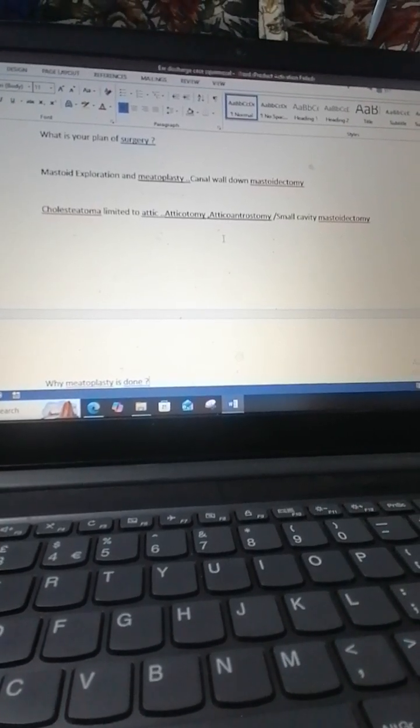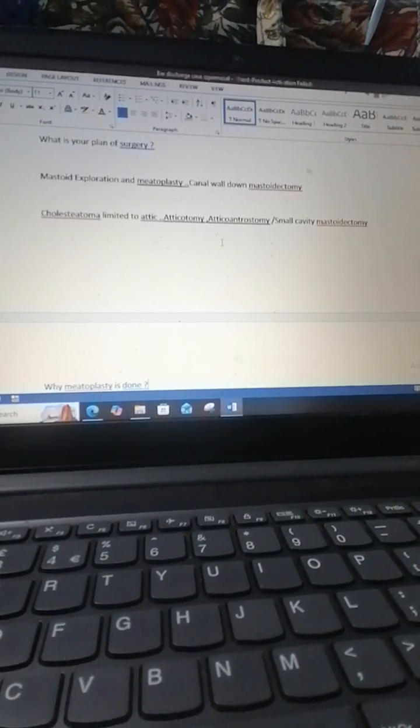So the examiner can ask you the question that if cholesteatoma is just limited to the attic, then what will be your plan of management? Then you should answer that if the cholesteatoma is limited to the attic, you can do atticotomy or atticoantrostomy. This is also called small cavity mastoidectomy.